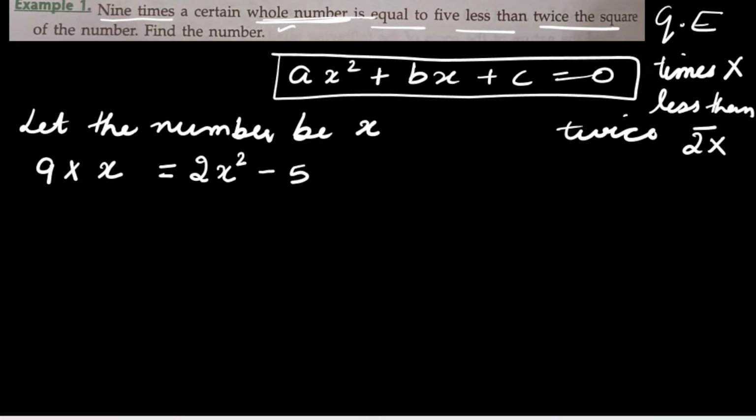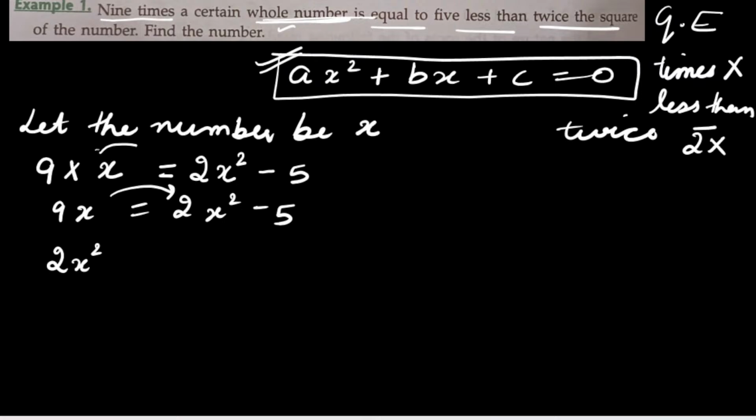See, we have made the equation. Shreyasi has solved the equation also. So I am just shifting now. This is 9x equals 2x square minus 5. So 9x, let's shift to the other side. 2x square minus 5 is already there. 9x, if I shift to the other side, it will become minus 9x. On the other side nothing is there, so I'll just write 0.